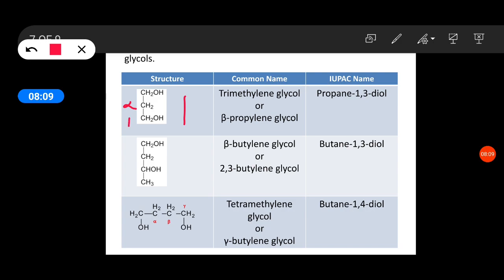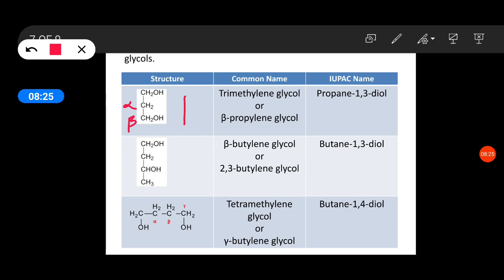Or, corresponding to the first carbon which bears the OH group, that is alpha, and this is the beta carbon. Therefore, the OH group is present on the beta carbon. It is beta propylene glycol, and the IUPAC name is propane-1,3-diol.